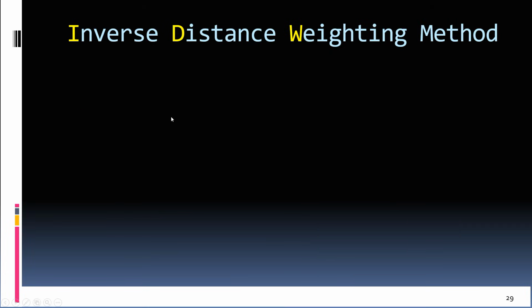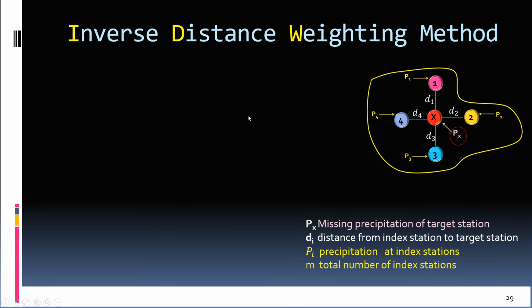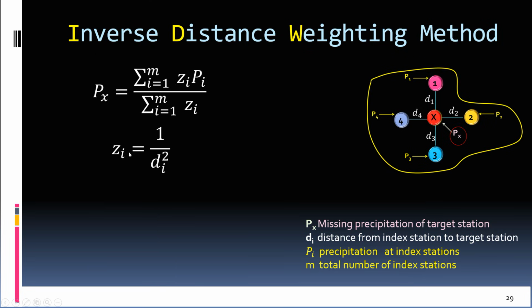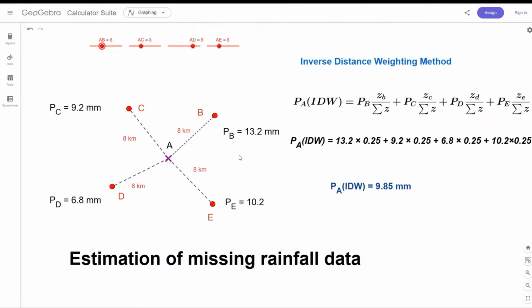First, let's examine the inverse distance weighting method. IDW assumes that neighboring stations closer to the target station exert a stronger influence on its rainfall depth. Px is estimated as the summation of Zi Pi, where i varies from 1 to m, over the summation of Zi, where i varies from 1 to m. The weighting factor Zi for each index station is inversely proportional to the square of its distance di from the target station. Let's go to GeoGebra.